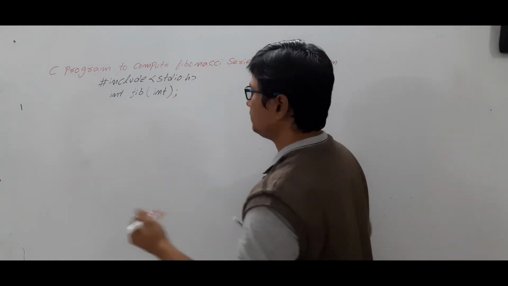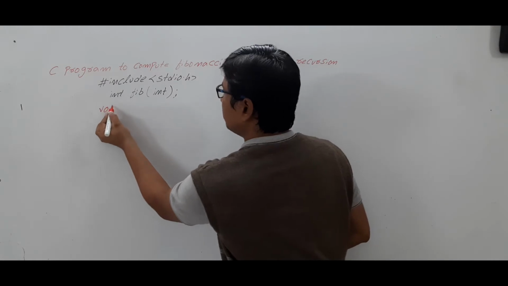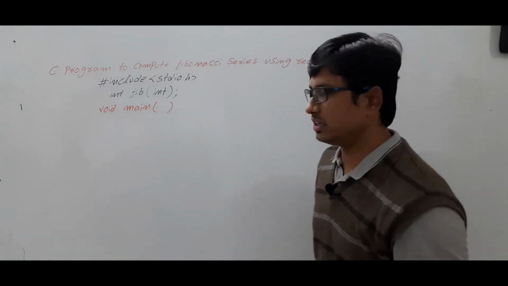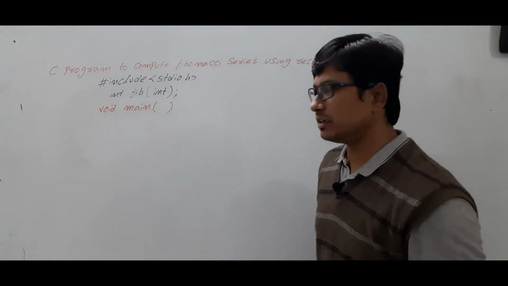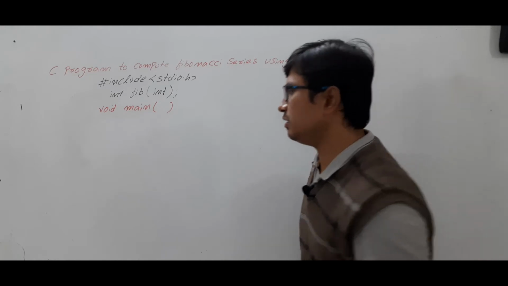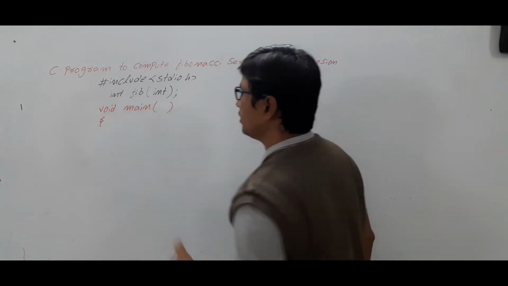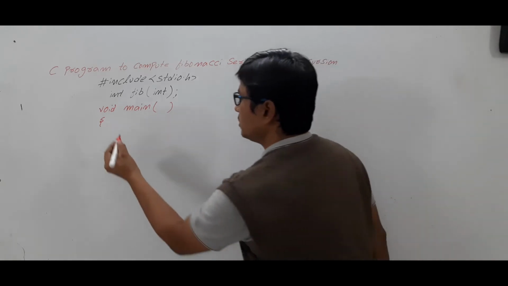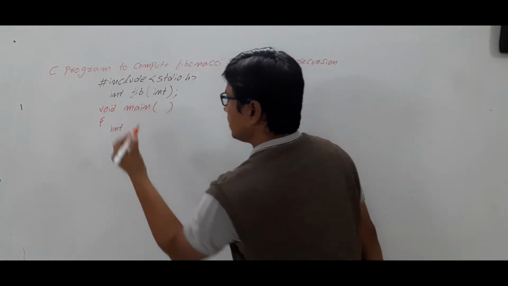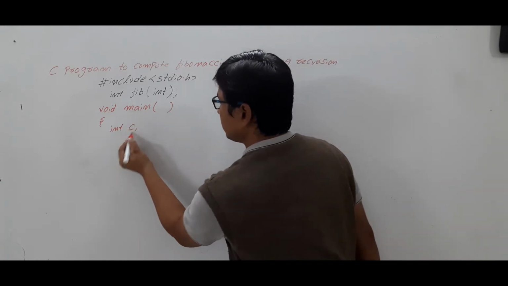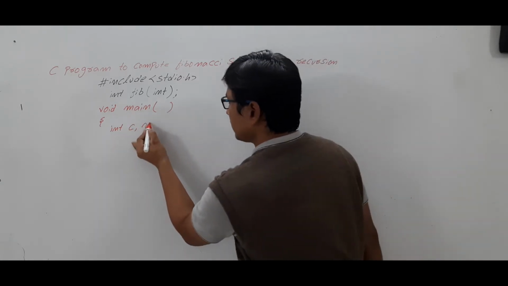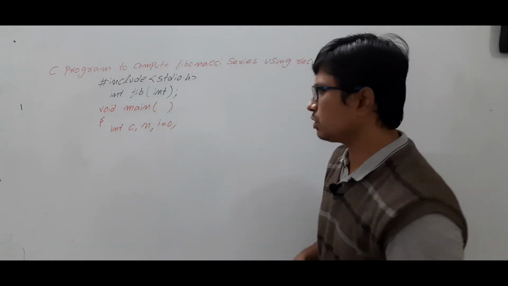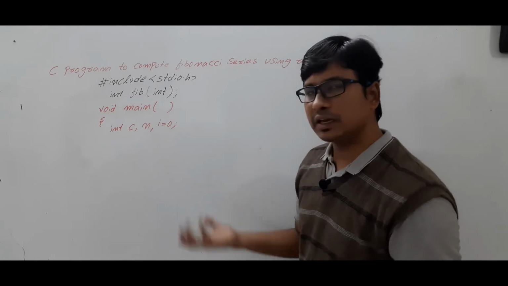Now I need to write the main function, which is void main. Main is a predefined function, and its return type is void, so this function does not return any value. Now we need to declare the variables, such as c, n, and i equal to 0. Is it clear? What are the variables I want to use? I need to declare them, then I can use them.